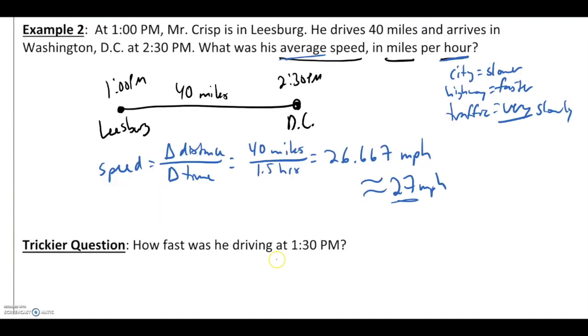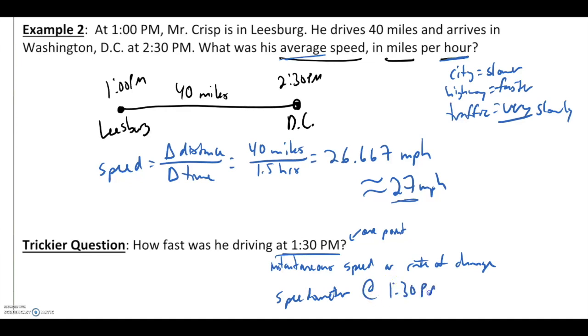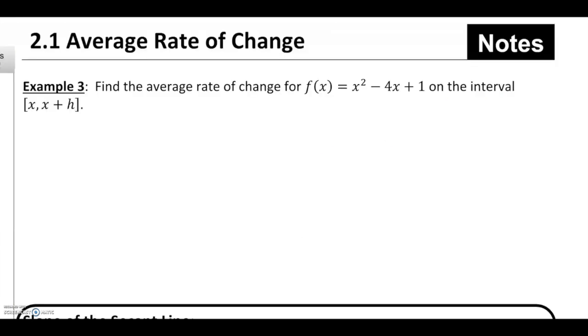Now, the question that we need to build to is the one that follows this up. How fast was I driving at 1:30 p.m.? This is an idea known as instantaneous speed or rate of change. I want to know my speed at one moment in time. Well, everything that we have is all talking about a change from one point to the next. This is only one point right here, one moment in time. The only way that I could probably figure this out is by looking at the speedometer at 1:30 p.m. There's no other way for me to describe my speed at that point until we learn what we're about to learn.